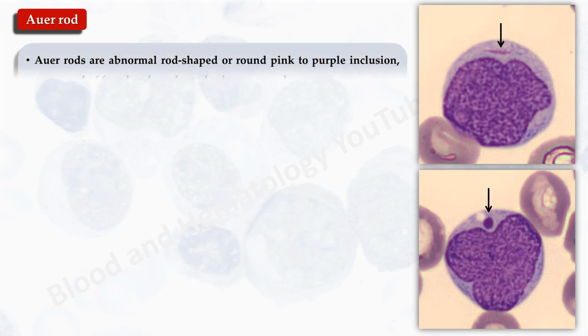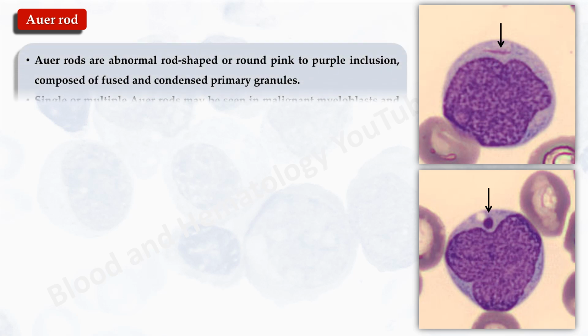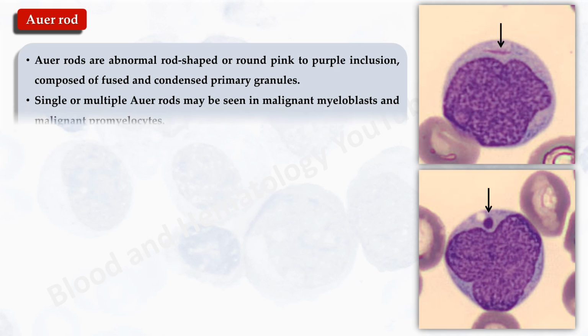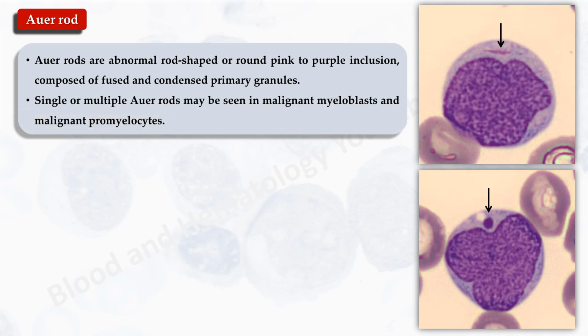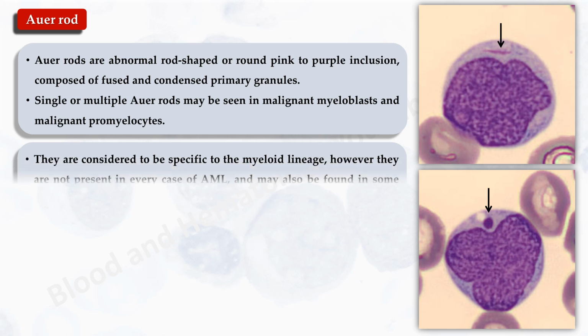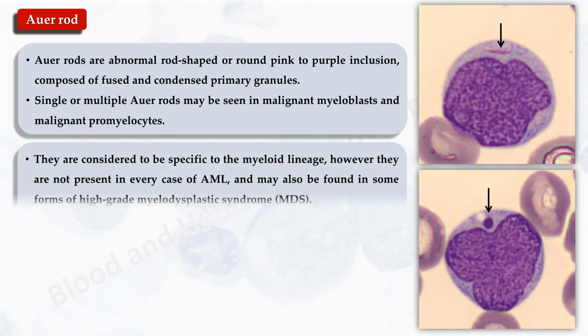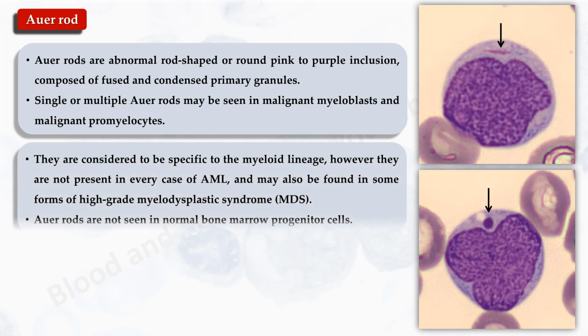Auer rods are abnormal rod-shaped or round pink to purple inclusions, composed of fused and condensed primary granules. Single or multiple Auer rods may be seen in malignant myeloblasts and malignant promyelocytes. They are considered to be specific to the myeloid lineage, however they are not present in every case of AML, and may also be found in some forms of high-grade myelodysplastic syndrome.